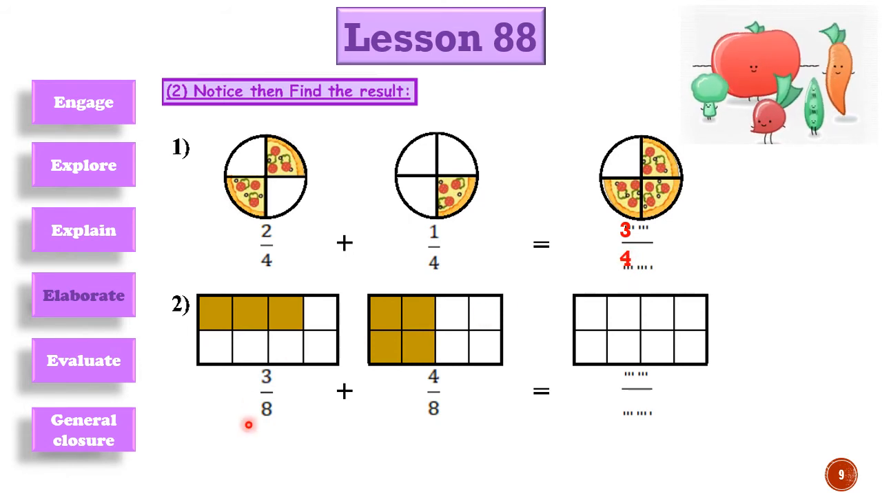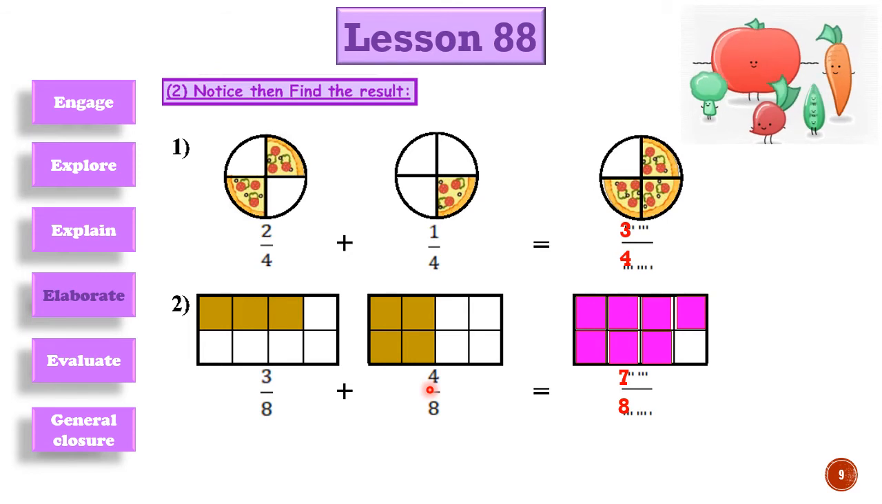Good job. Here we have 3 eighths, which is 3 colored parts out of 8. Here we have 4 eighths, 4 colored parts out of 8. Both of them will be 3 parts here and 4 parts here. How many colored parts will there be in the sum model? 1, 2, 3, 4, 5, 6, 7. 7 colored parts out of 8. It will be like this.